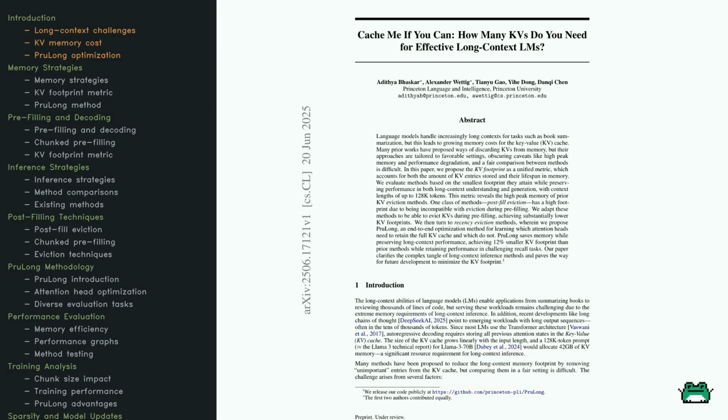It's a fancy term for how much memory those key and value entries take up and how long they stay in memory. Think of it like packing your suitcase for a long trip. Previous methods to cut down on these memory costs have been like a mixed bag, tailored to specific scenarios and not always easy to compare. Enter PruLong, an approach that optimizes which parts of the memory cache need to stick around. It's all about efficiency, saving memory while keeping performance sharp, especially for tasks that need to recall lots of information. This sets the stage for exploring innovative solutions to reduce memory footprint while maintaining effective long context understanding.